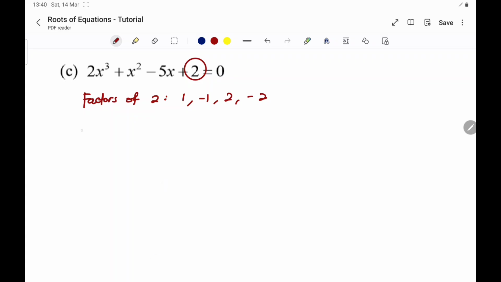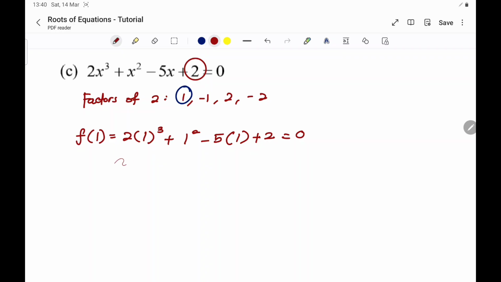Let's say I use x is equal to 1. So f(1) is equal to 2 multiplied by 1 cubed plus 1 squared minus 5 multiplied by 1 plus 2. Use the calculator, you're going to get equal to 0 here. So by right, x is equal to 1 is one of the roots.